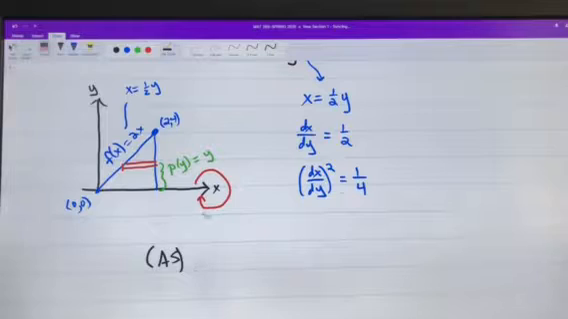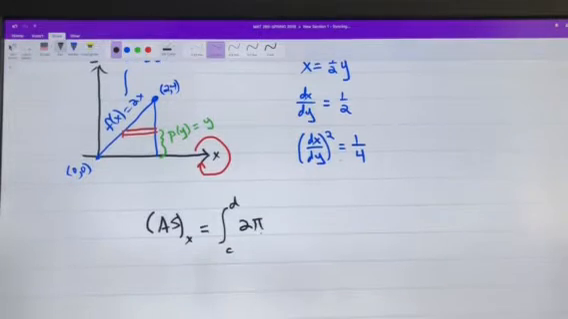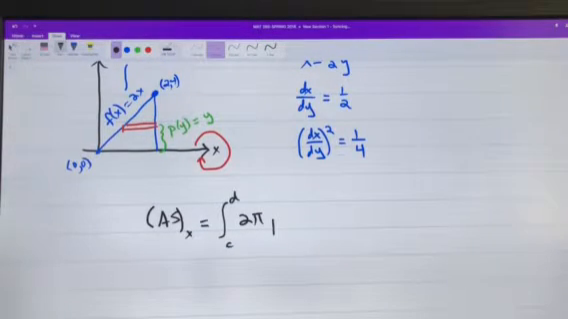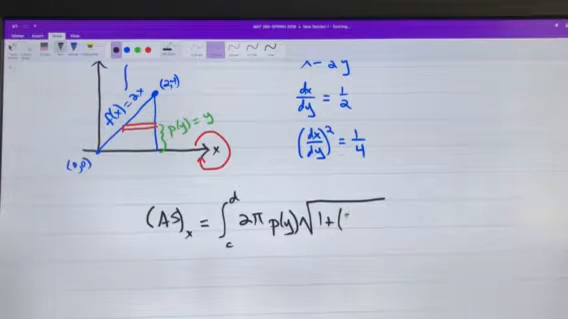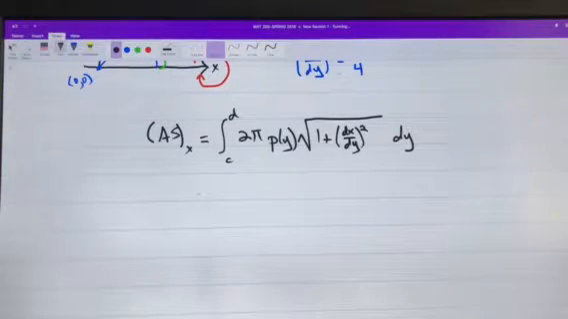So again, in the rewrite, we're going from y is equal to c to y is equal to d, and we have 2 pi times p of y, times the square root of 1 plus dx over dy quantity squared dy. And filling in what we have with the limits of integration.